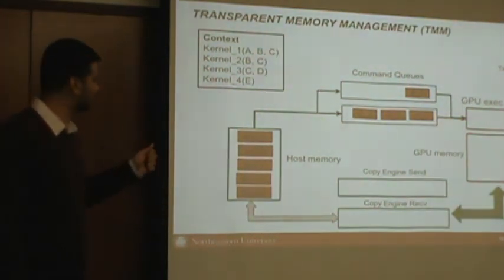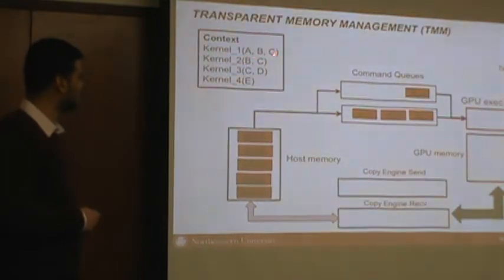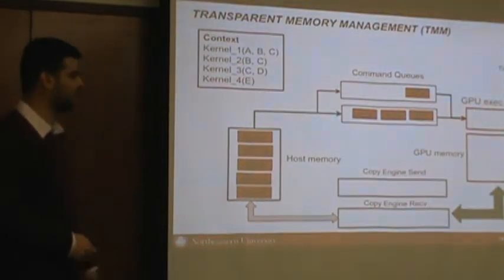I'll explain how it works with one use case of one context with 4 kernels. These 3 are its arguments, or what are called the data buffers that it's going to use. And you might have seen these are the command queues that we created. K1, K2, K3 are in series because they have a data dependency. K4 is not, so it's on a separate command queue and can execute in parallel. So I have timestamp T0 here.